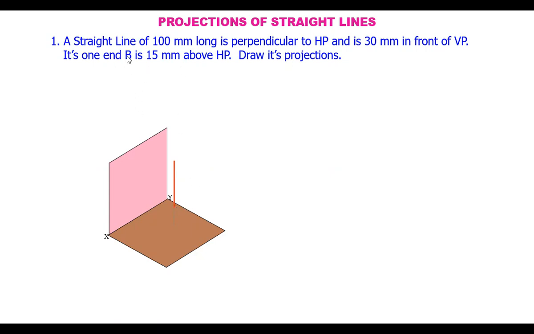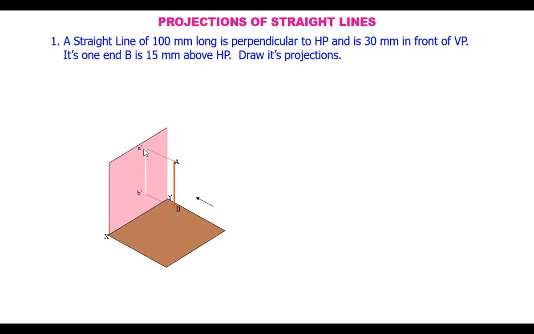It is mentioned clearly that the point B is 15 mm above HP. So this point is A, and this we call B. The line is like this, A, B, this is 15 mm and this is 30 mm. If you see the front view of this line, its projection is obtained on the vertical plane and is perpendicular to the reference line. And its true length is visible, because when it is perpendicular to HP, it will automatically be parallel to VP. So the projection on VP will be the true length, 100 mm long.